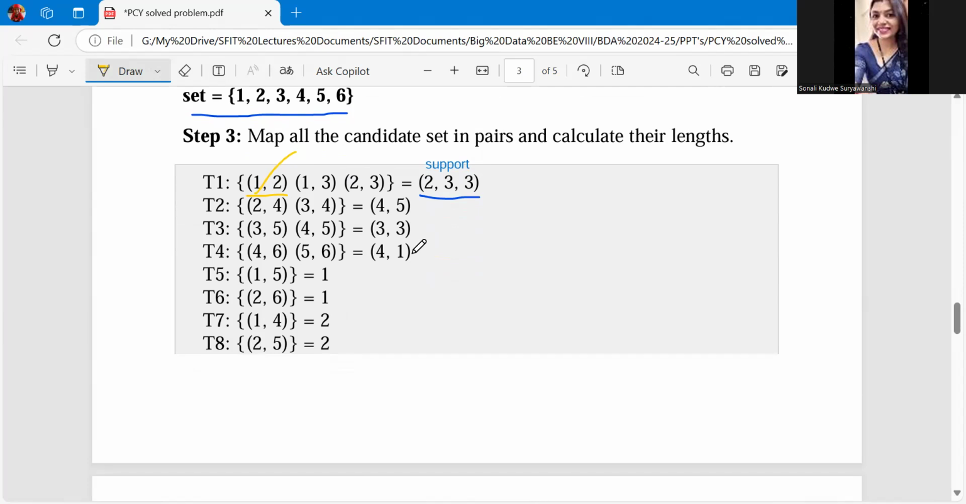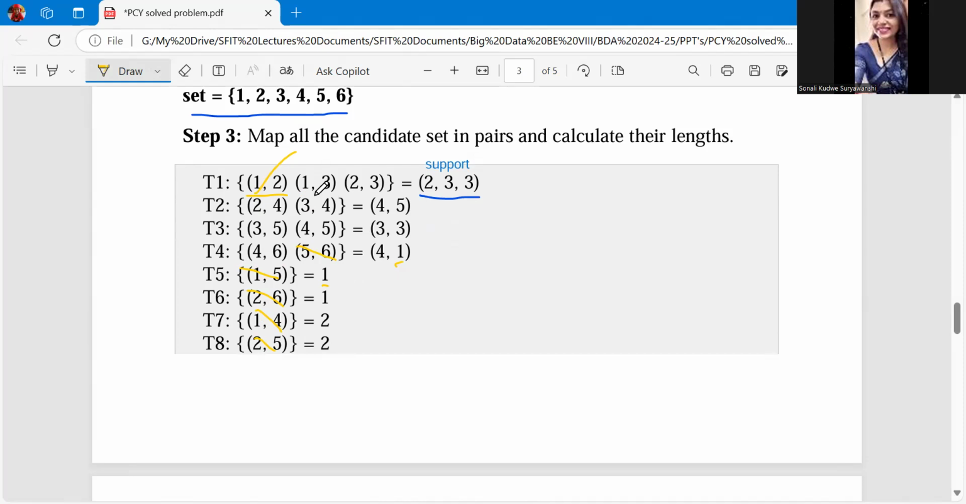So any pair which is not satisfying the support count minimum value, which is 3, we are going to discard it. So like here 5 comma 6, because its support count is 1. 1 comma 5 support count is 1. 2 comma 6, 1 comma 4, 2 comma 5. None of these pairs are satisfying the minimum support threshold, that is 3. So we're going to discard them. So let's transfer the remaining pairs to the next step.